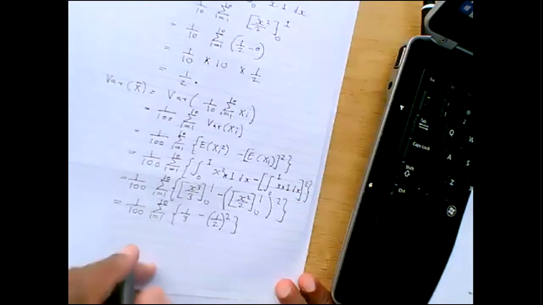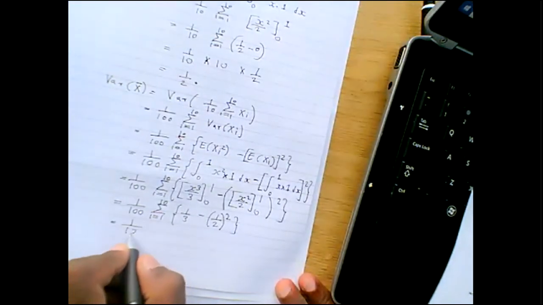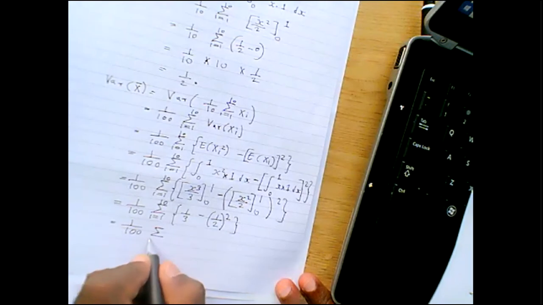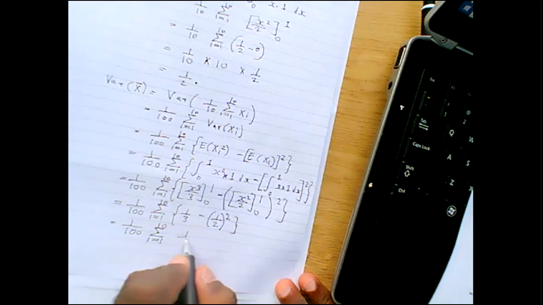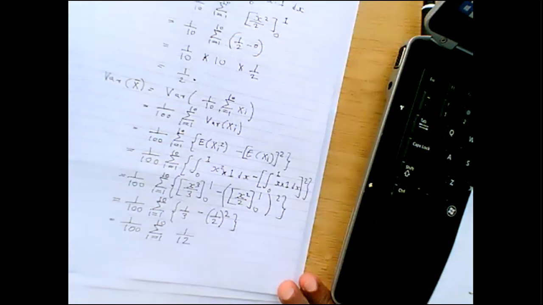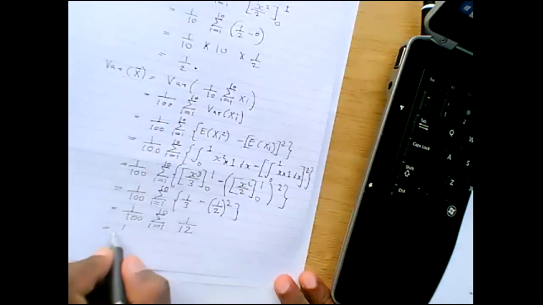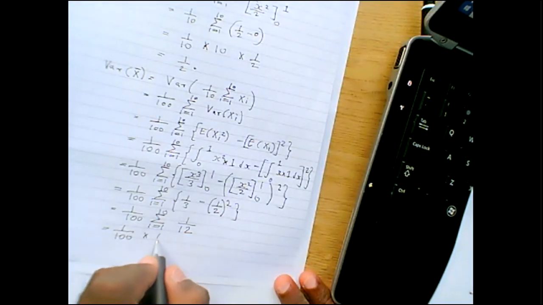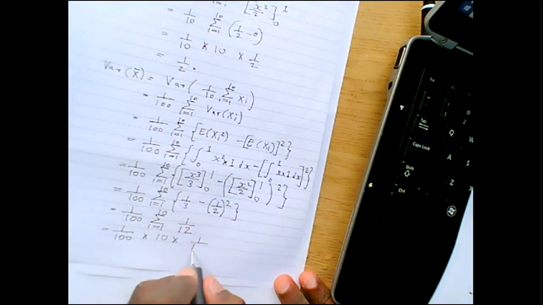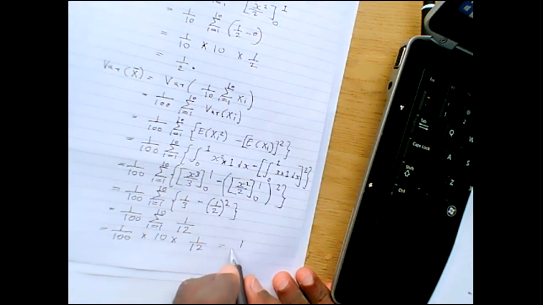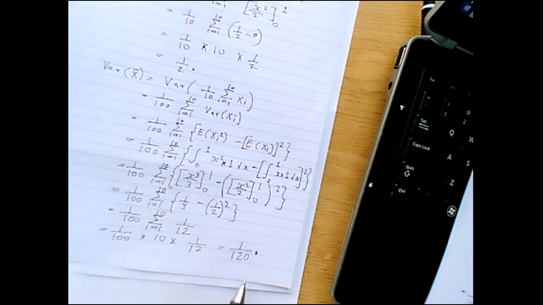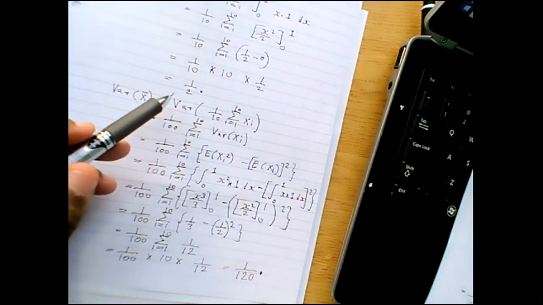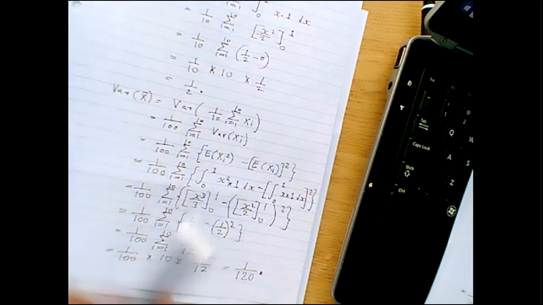So this is 1 over 3 minus 1 over 4, which is 1 over 12. All right, so this is 1 over 100 times 10 times 1 divided by 12, which is 1 divided by 120. So this is the population variance of X bar, and this is the population mean of X bar. All right, guys, so that completes question 6.